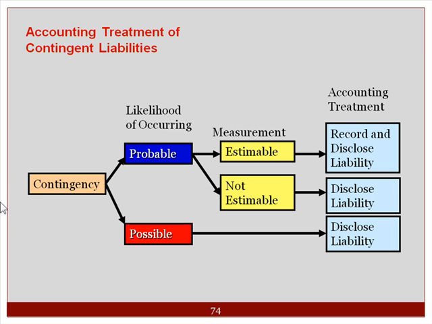Here's a nice diagram for contingent liabilities. If there's a contingency, first you say, is it possible or probable? If it's possible, you just disclose it in your financial statements. If it's probable and not estimatable, you disclose it in your financial statements. If you can estimate it, you record it and disclose it. Okay, so here's your diagram.